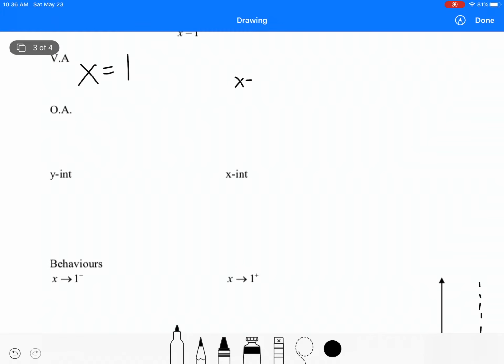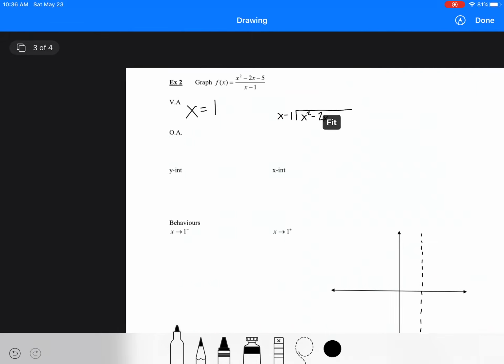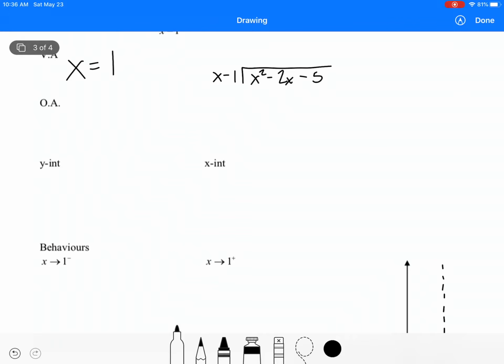So we're going to do x minus 1, and we're dividing it into x squared minus 2x minus 5. So then we get x, that's x squared minus x, that's going to be minus x minus 5, plus 1, x minus 1 is minus 4, and now we're done. So our oblique asymptote is f of x equals x plus 1.